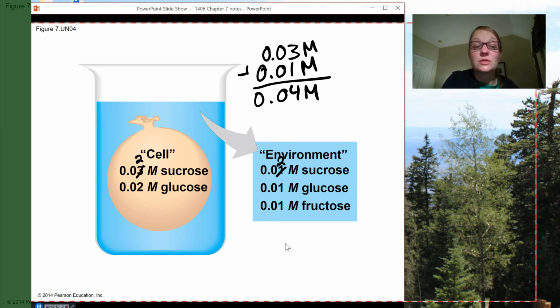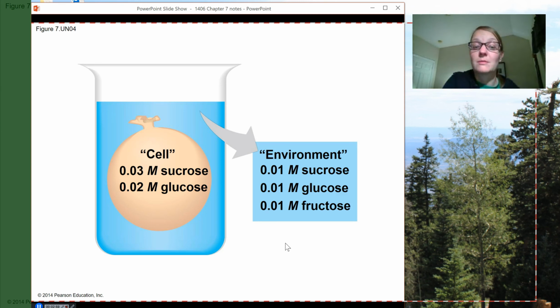And even though the sucrose is still going to move in and out of the cell, it's going to do so at the same rate. So the same number of molecules that go into the cell, the same number of molecules come out. All right, let's do one more. How about fructose? Let's say fructose is the only thing that can come across that membrane. Which way is it going to go?